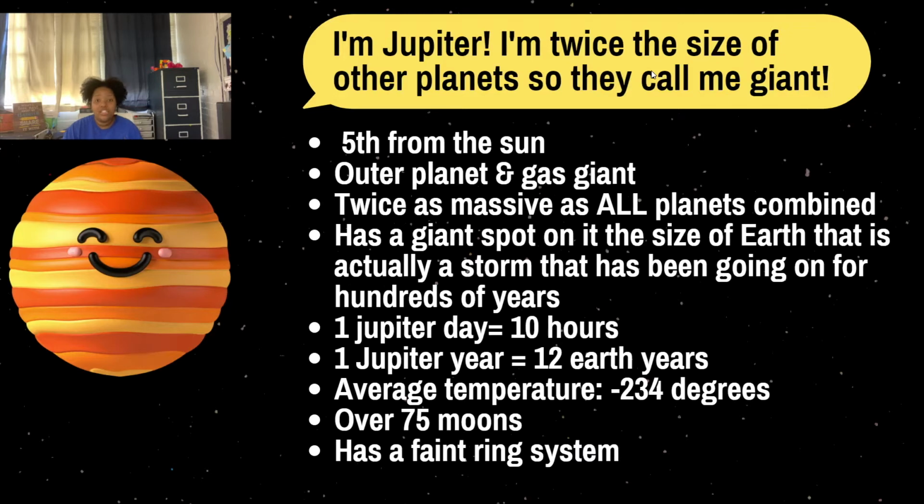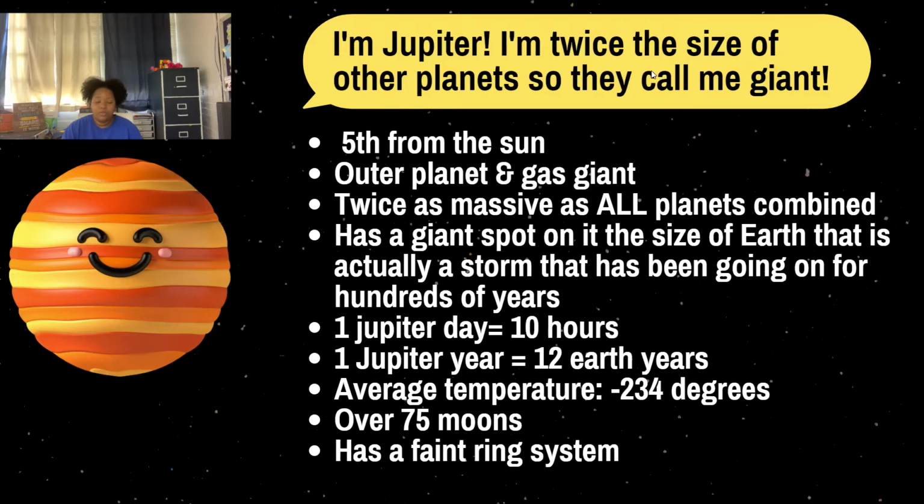But it's not just a spot. It's actually a storm that has been going on for hundreds and hundreds of years. So if you've ever seen what the eye of a hurricane looks like on the surface of the earth, that's what it looks like on Jupiter.